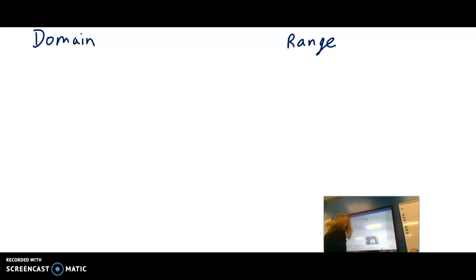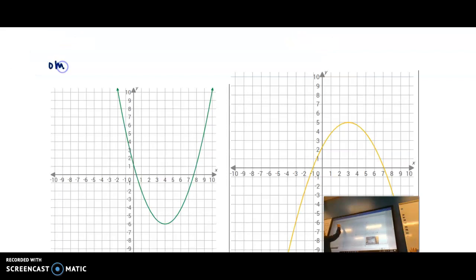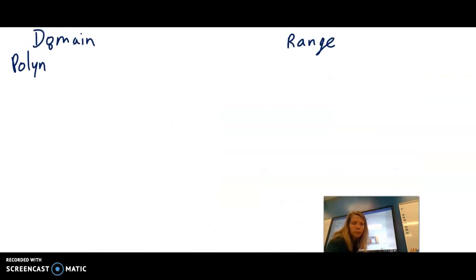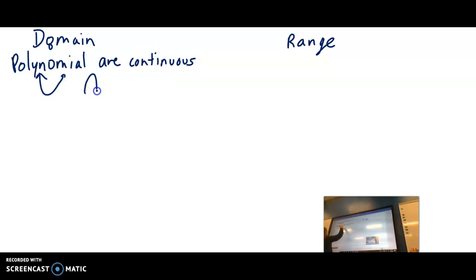So if I were to talk about the domain here, you're basically taking a look at the region that your graph covers. Since we're only talking about polynomials, the domain of a polynomial will always be the same, because we know that polynomials are continuous. And what do I mean by continuous? They're going up, they're going down, going low to high, high to low. It doesn't matter. They're always going on forever, no matter what direction.